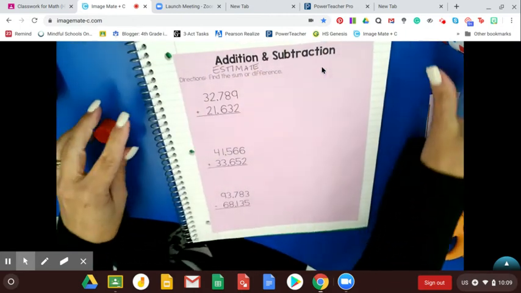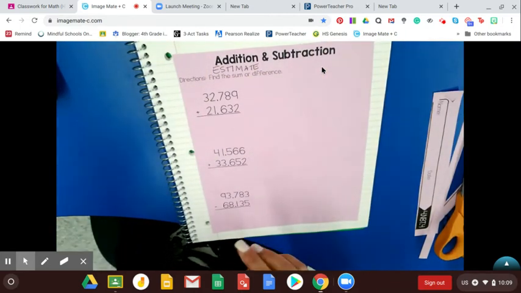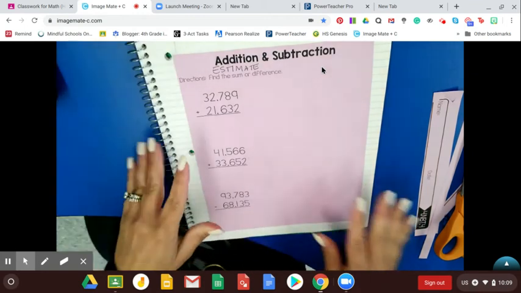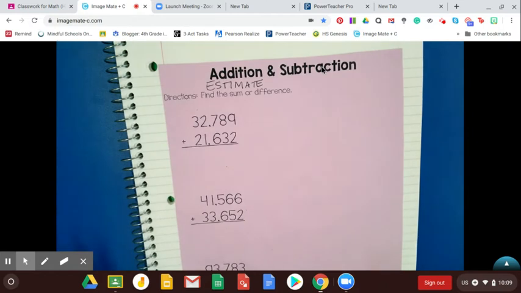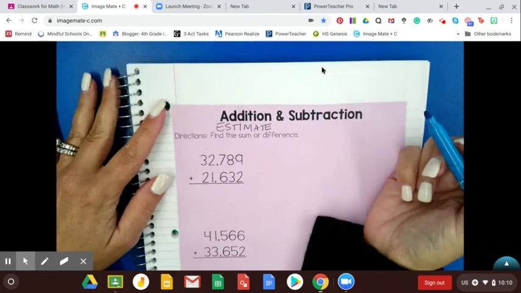All right. So estimating sums and differences is actually really easy. I love this lesson because you're just rounding and then you're going to add or subtract. That's it. There's no secrets to it. But the rounding part is the part that most kids have trouble with, and remembering that you need to round first. Remember, round first, then add, round first, then subtract. That's our chant, and you have to know it.